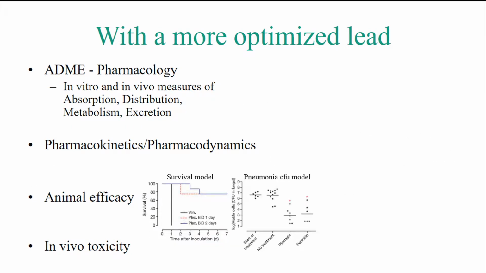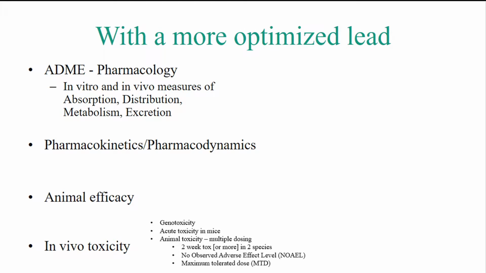Also, look at animal efficacy. So a survival model, for example, a septicemia model, this is with plecticin, a peptide, which is specific for lipid 2. Without any drug, all the mice die off with the vehicle. And if you treat for 1 day or 2 days, you get pretty good saving. There's also a CFU model, as I mentioned with the lung before, where you get the vehicle with no dose and then with drug, and you get killing of the bugs. So you can look at both the killing of the bugs and the saving of the animals. Then in vivo toxicity, where you look at genotox, acute tox, and longer term, multiple dosing in animals, and this is what you'll need to do eventually before you go to an IND.